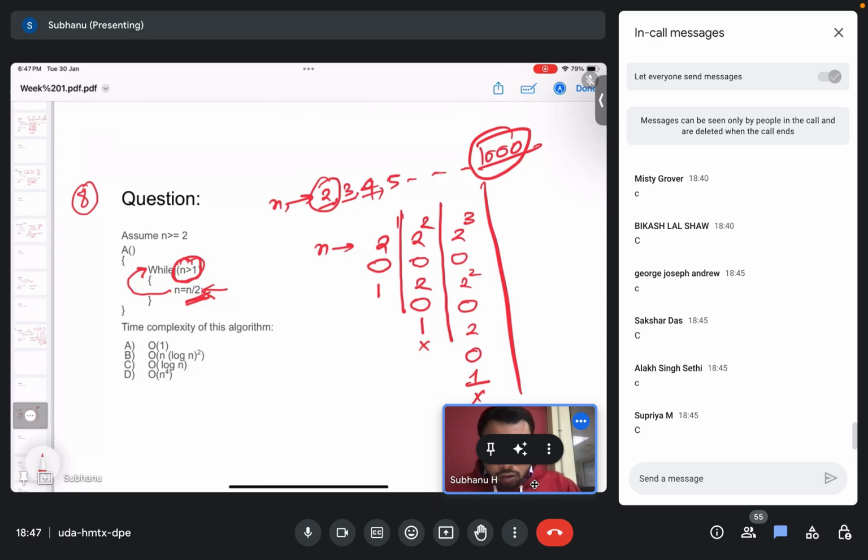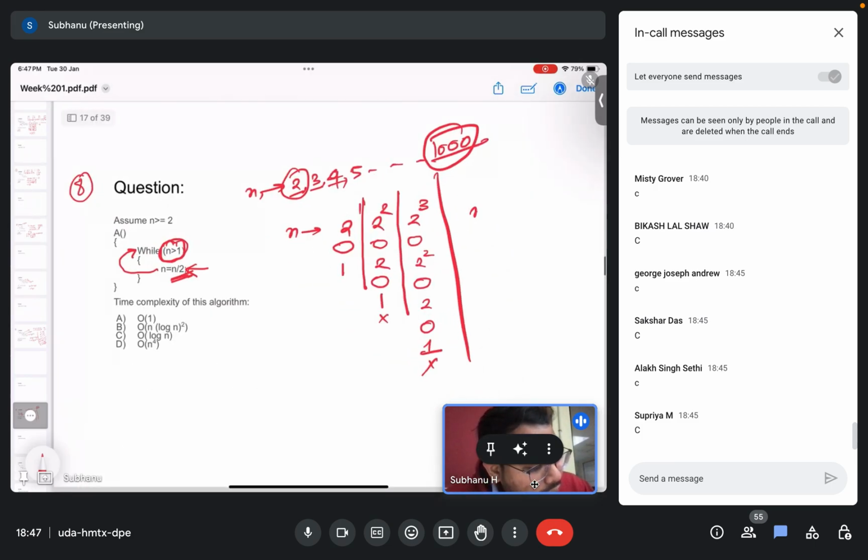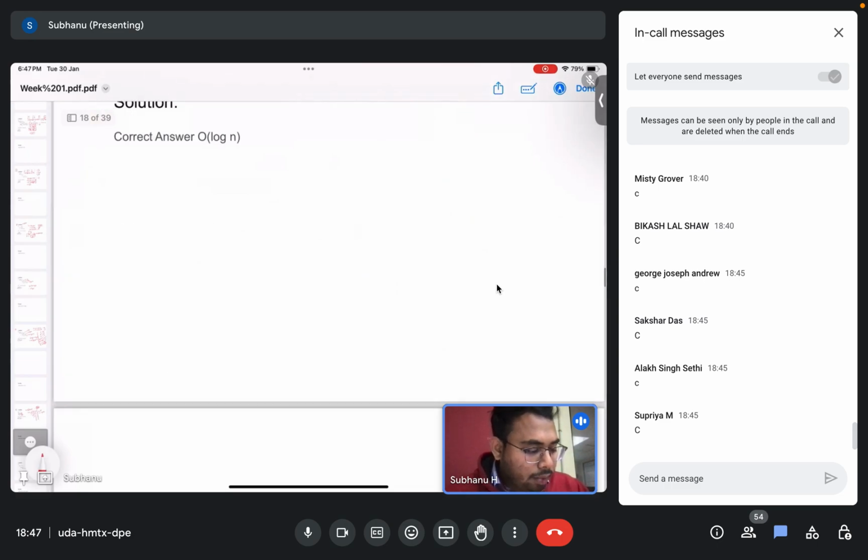So we can see that n is basically 2 to the power k. If n is equal to 2 to the power k, then it will stop. Applying log on both sides, we can say that k is equal to log n times. So the answer will basically be log n. Yeah, most of you have given the correct answer.